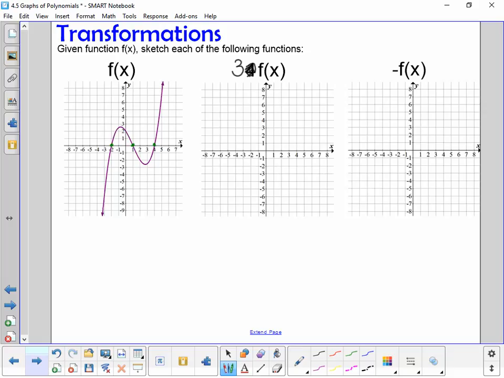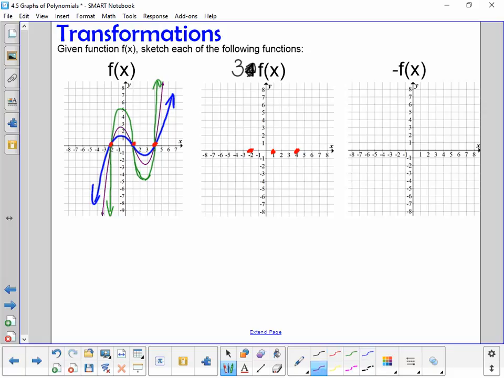So if we took this same function and multiplied it by 2, that just means it would be twice as stretched out. Or if we multiplied it by half, it would be half as stretched, like this. So 3 times f of x is going to have exactly the same intercepts at -2, 1, and 4. It's not going to change those intercepts.